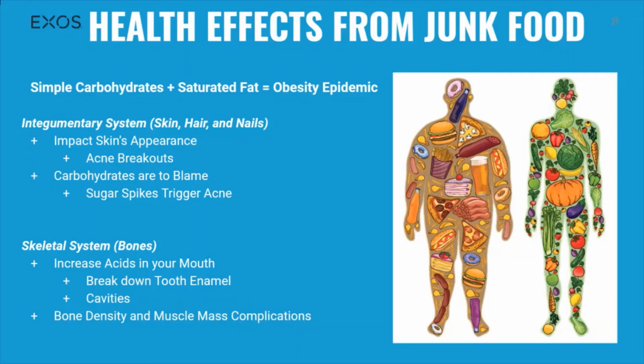Carbs and sugar in fast food and processed food can also increase acids in your mouth. So this is how it's going to affect our skeletal system. Those acids can break down tooth enamel. As tooth enamel disappears, bacteria can take hold, and that's how we get cavities.